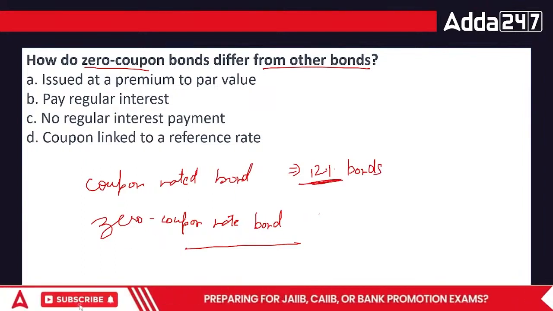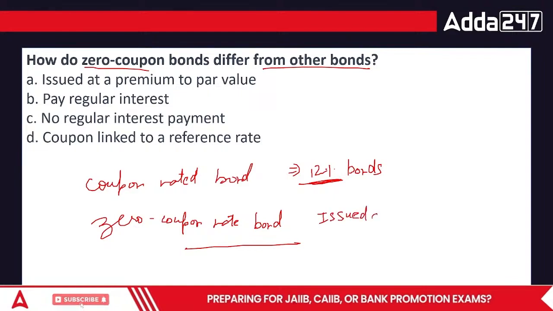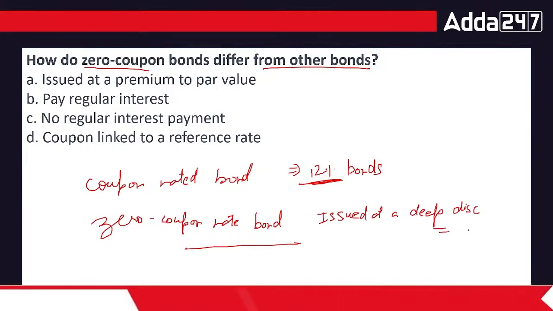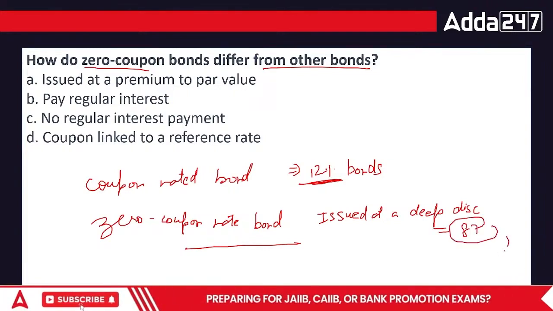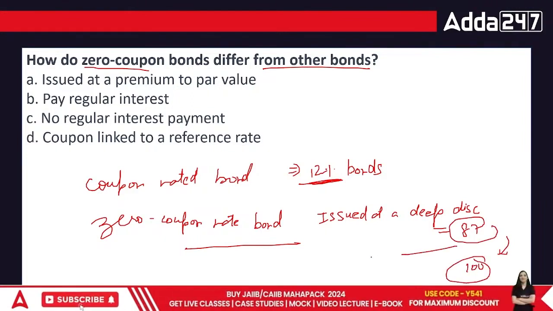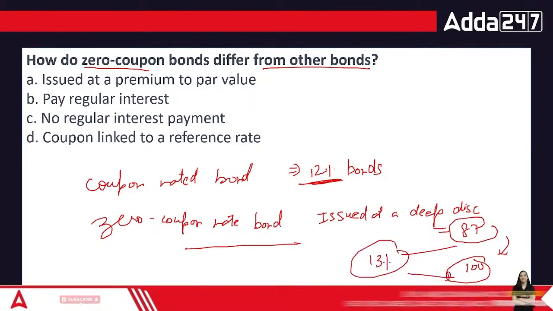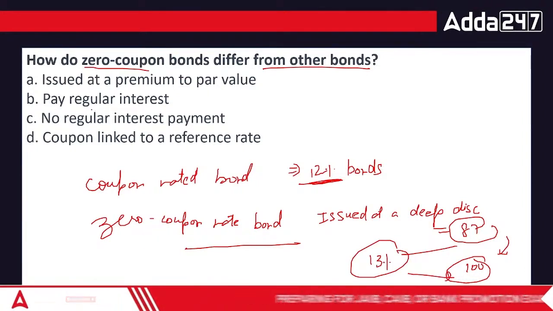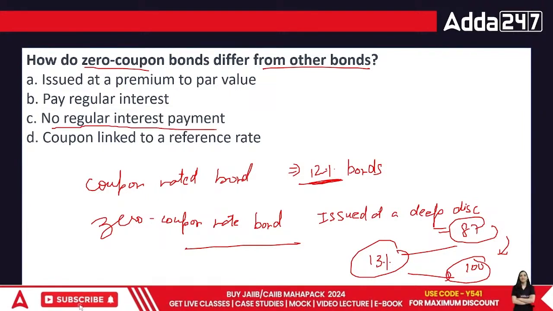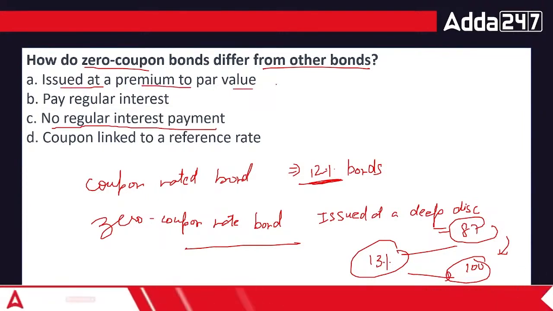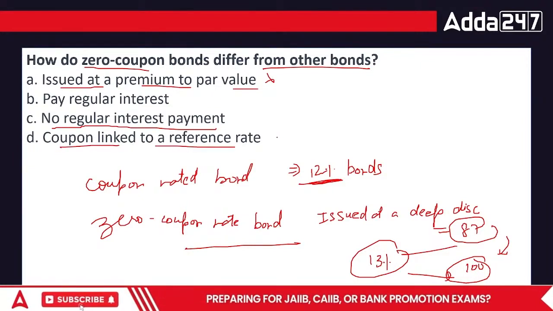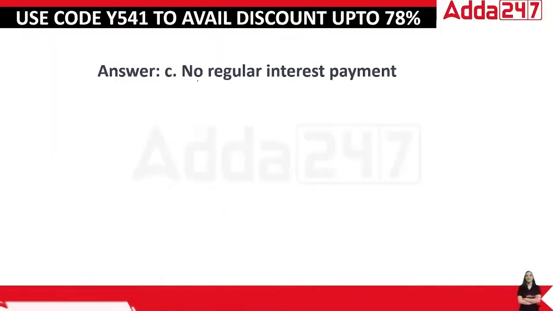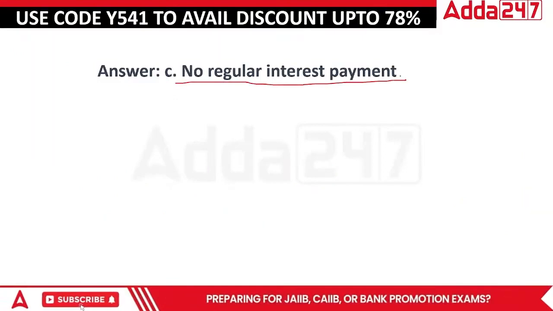Zero coupon means issued at a deep discount. Maybe issued at 87 rupees and given 100 rupees. Technically, you are getting 13% here of your face value, everyone. So can we say zero coupon bonds have no regular interest payment, or these are issued at a premium to par value? No. Coupon linked to a reference rate? No. Do they pay regular interest? Zero coupon. It itself says that there is no interest. There is no regular interest payment.